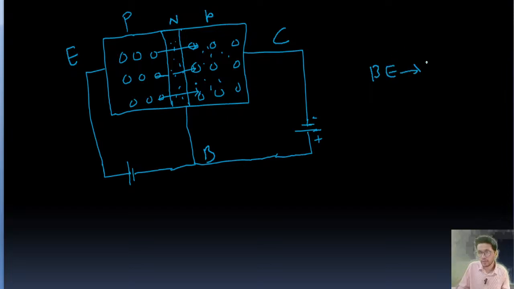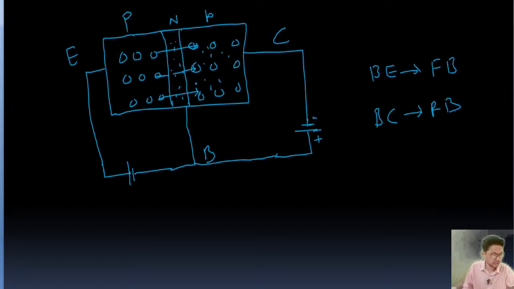Here BE is forward biased, plus, right? And BC, this is positive, this negative, so this is reverse bias. Okay, so this is the biasing of a PNP transistor. This EB part will be forward biased, and the BC part will be reverse biased. Okay, so this is the biasing.